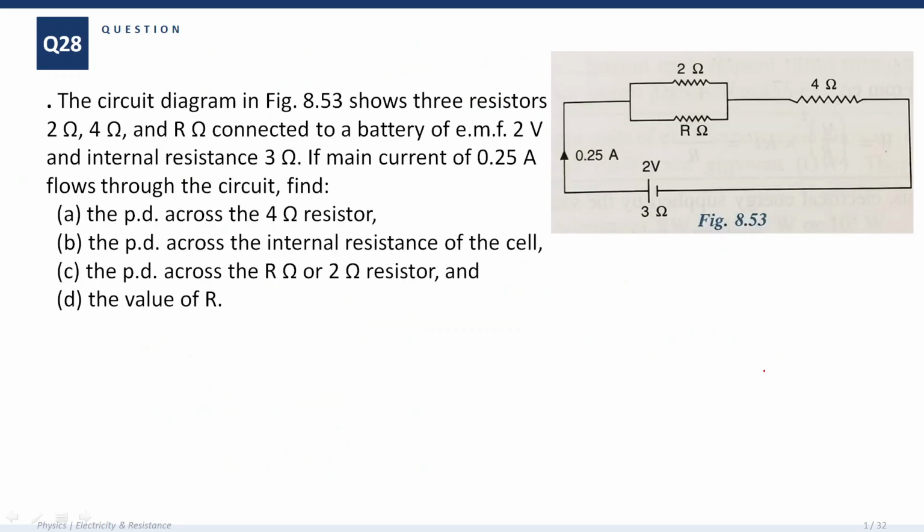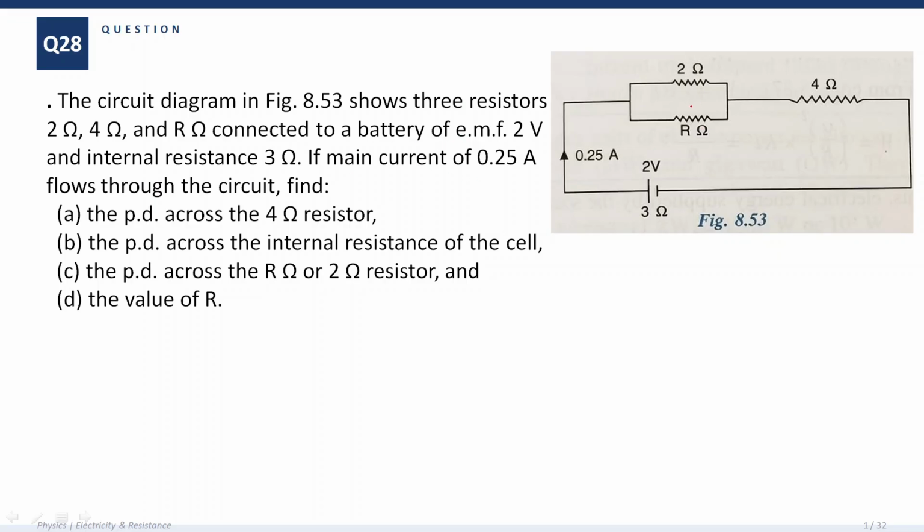The circuit diagram in figure 8.53 shows three resistors, 2 ohms, 4 ohms, and R ohms, connected to a battery of EMF 2 volt and internal resistance 3 ohms. If a main current of 0.25 ampere flows through the circuit, find the potential difference across the 4 ohm resistor, the potential difference across the internal resistance of the cell, the potential difference across the R ohms or 2 ohms resistor, and the value of R.